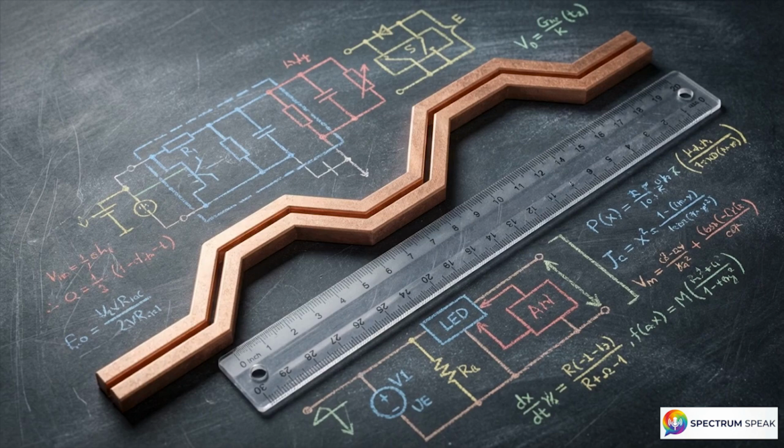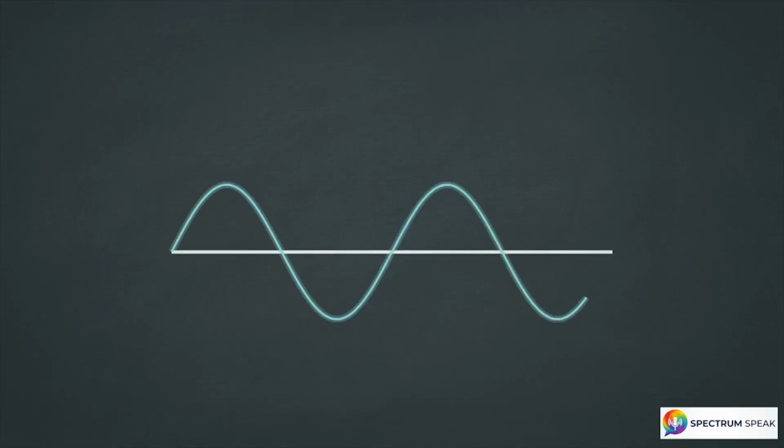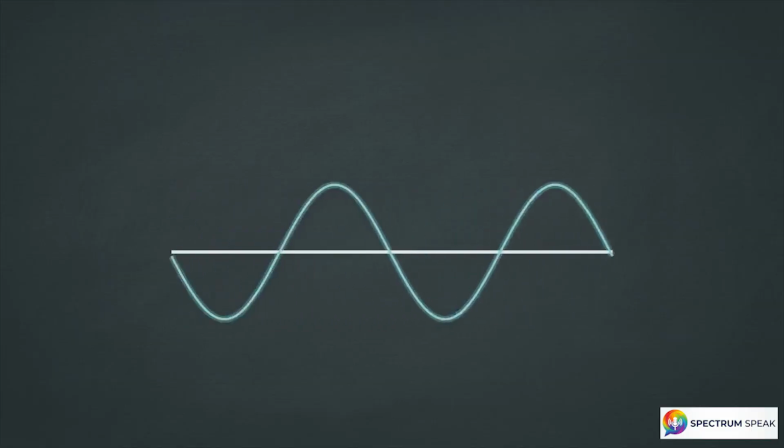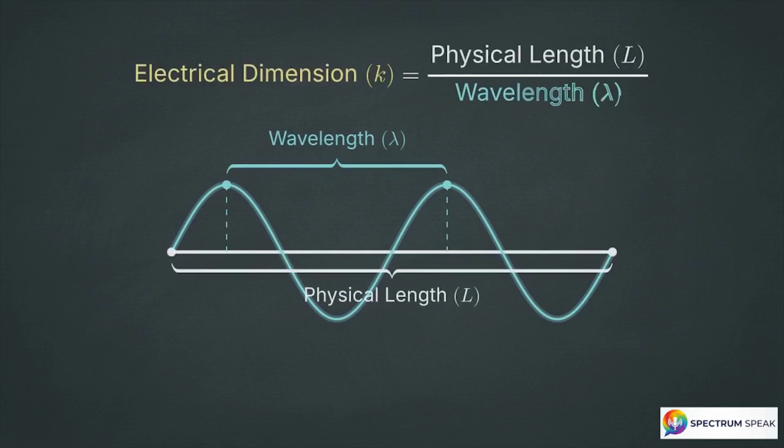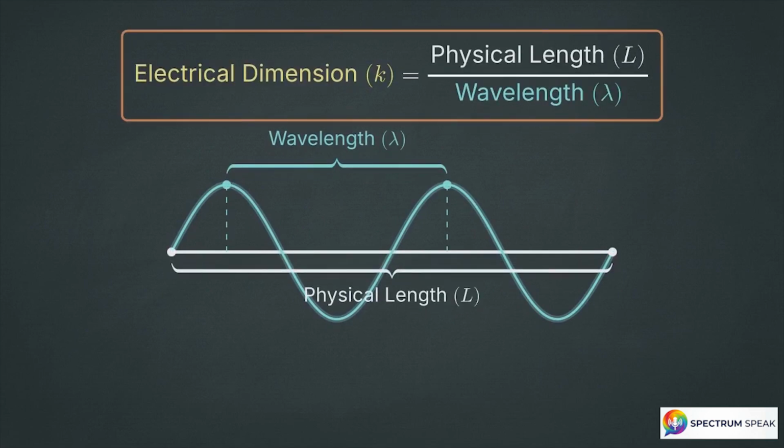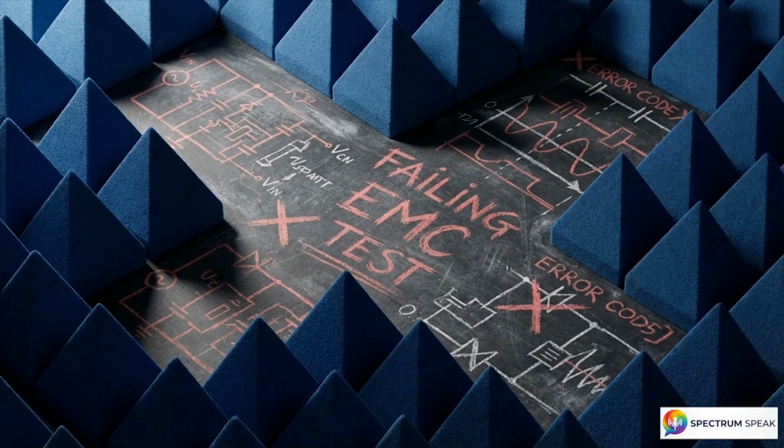In the field of electromagnetic compatibility, or EMC, the physical length of a trace, measured in inches or centimeters, is analytically useless. To accurately predict a circuit's true behavior at high frequencies, we must measure its electrical dimensions, a ratio of the object's physical length to the electromagnetic wave traveling through it. Relying on physical dimensions and ideal schematics is the primary reason engineers fail EMC compliance testing.